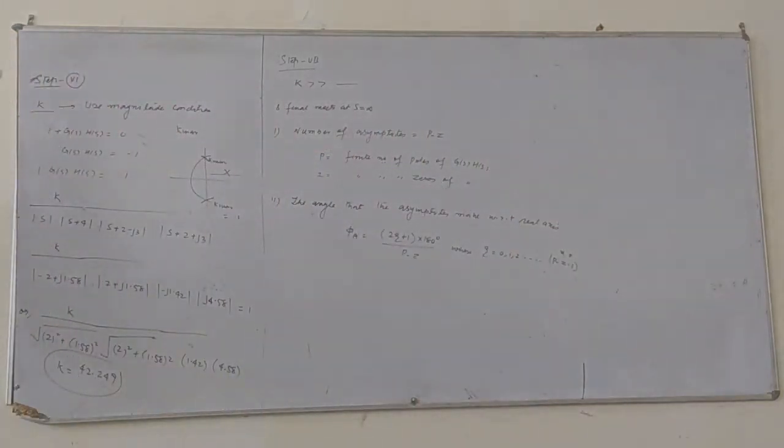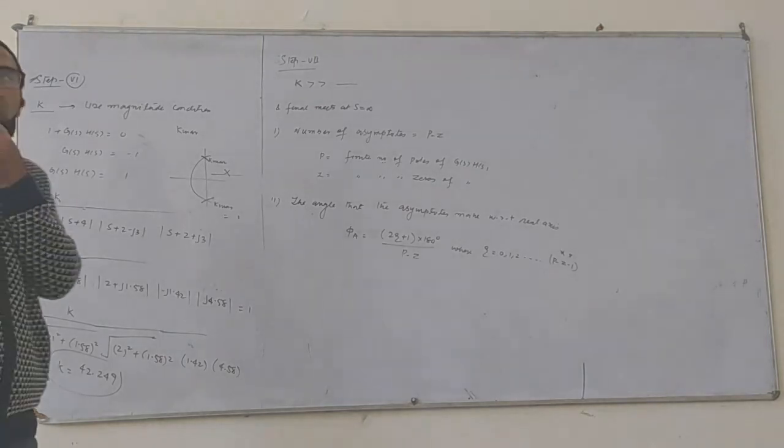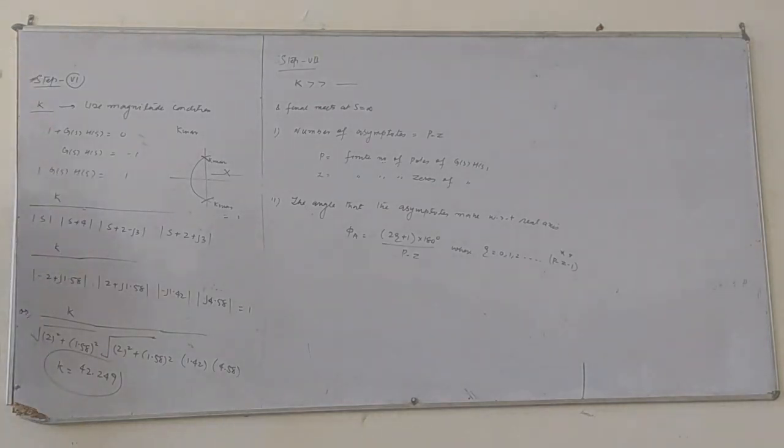So the angle that these asymptotes make with respect to the real axis is phi A, or sometimes books write alpha, it doesn't matter. It is (2q plus 1) times 180 degrees, that is, odd multiples of 180, divided by P minus Z, where q extends from 0 and the final value will be P minus Z minus 1.